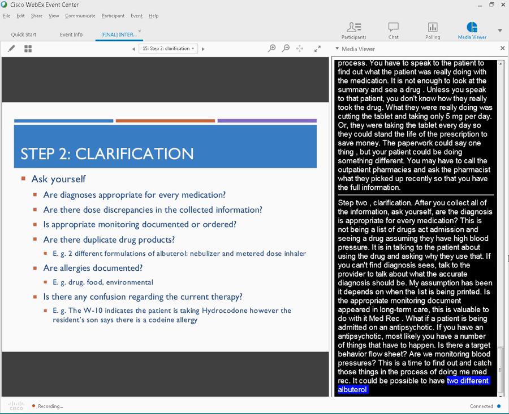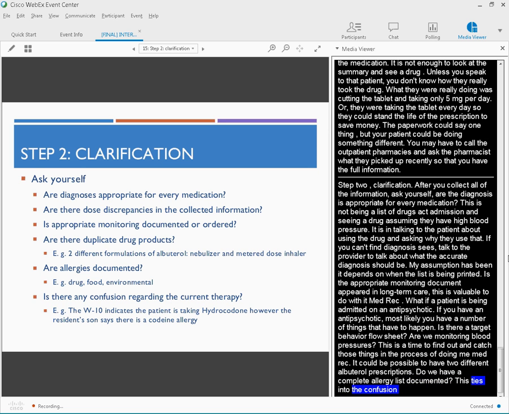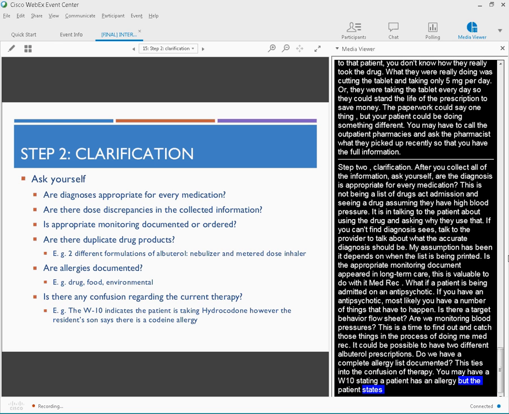And this somewhat ties into the confusion regarding therapy, where sometimes you have a W-10 that will say a patient has an allergy to a product, yet a family member or even the patient says, oh, yeah, I take that all the time. Where's the confusion? So actually talk to the resident and patient, finding out, here I have documented that you have an allergy.